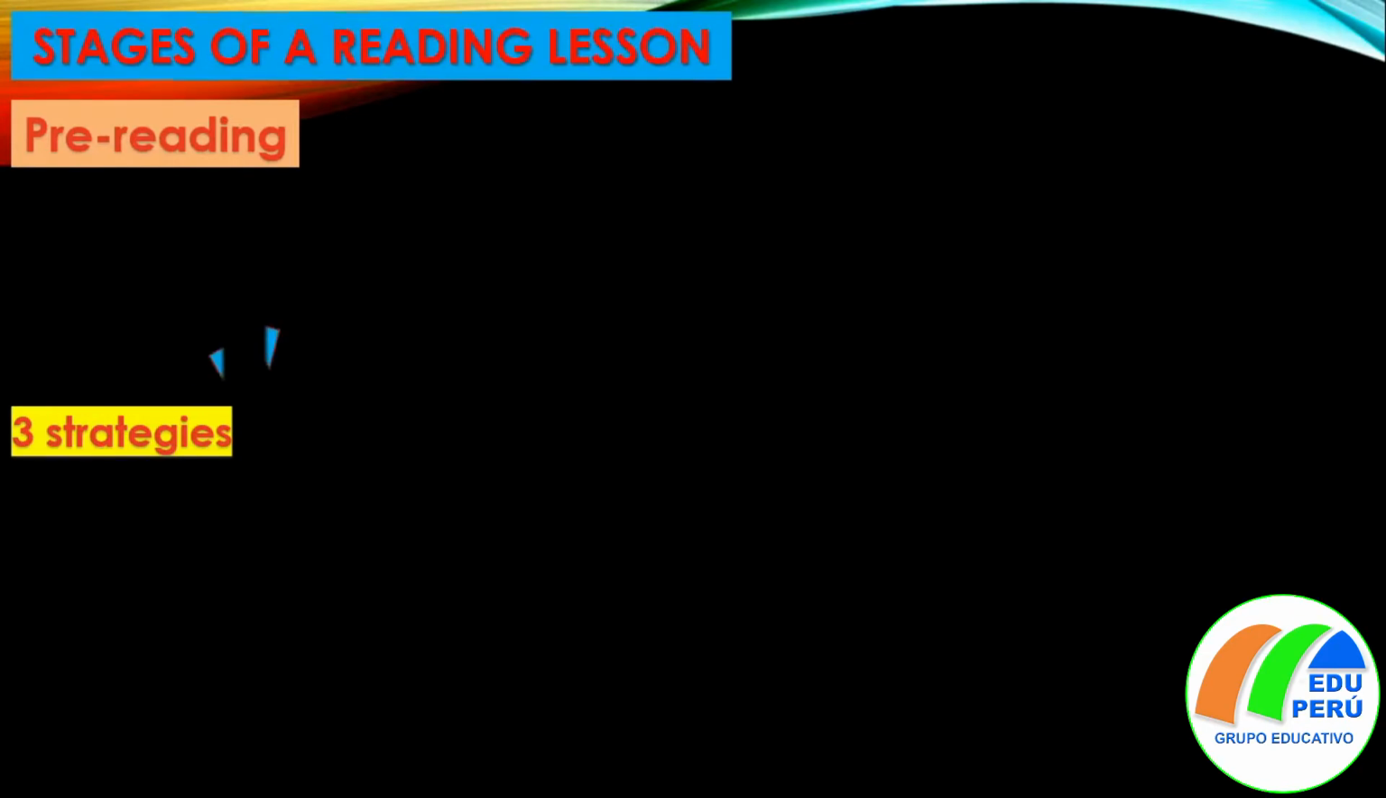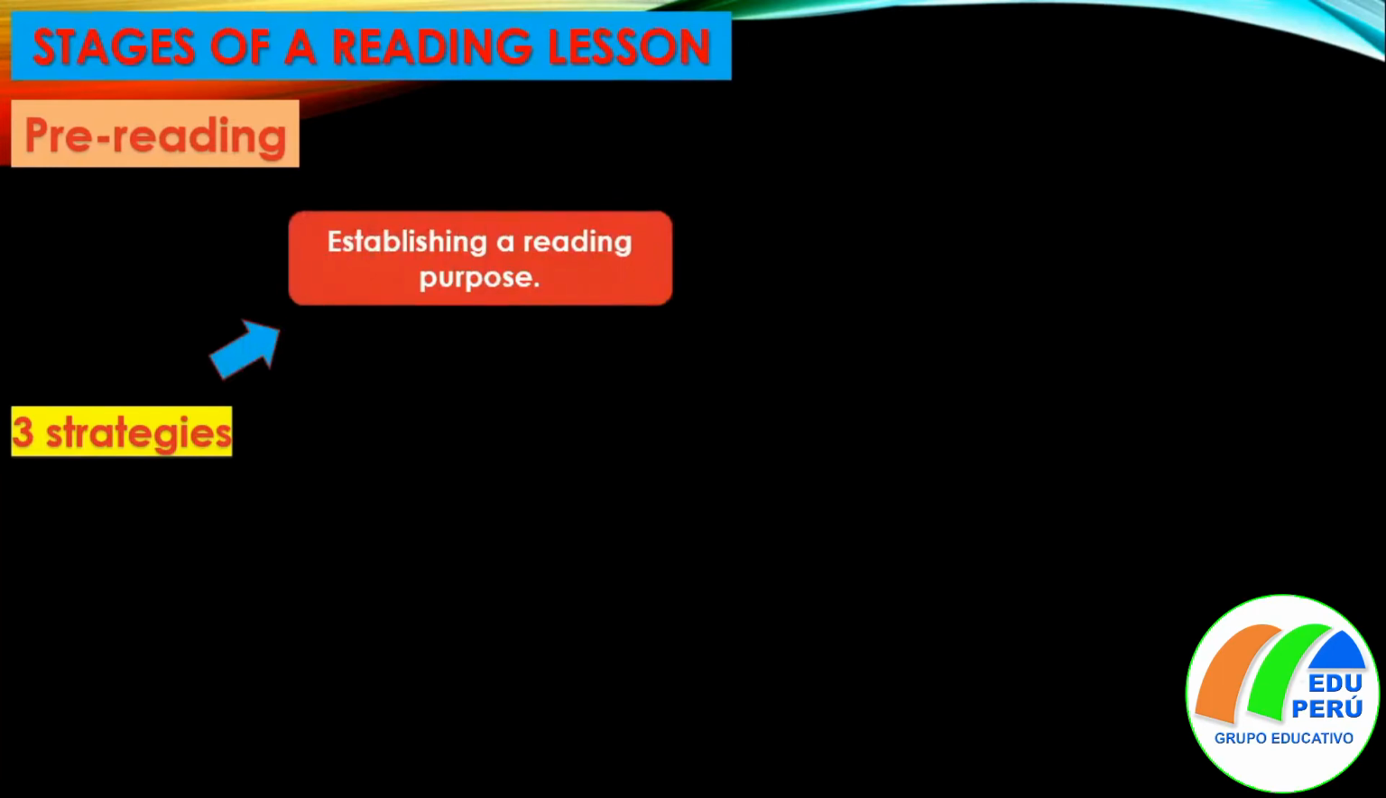So you make your students have a purpose for reading. You need to establish a reading purpose. So it means that you make your students have a purpose to read. They don't read because you want them to. They are going to read because they have a purpose to read. This is one. What about the second?